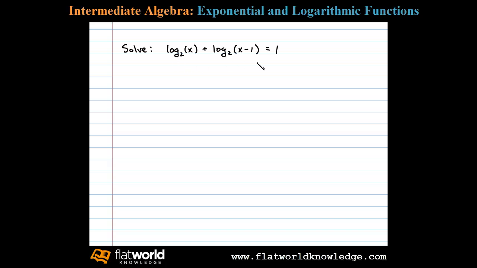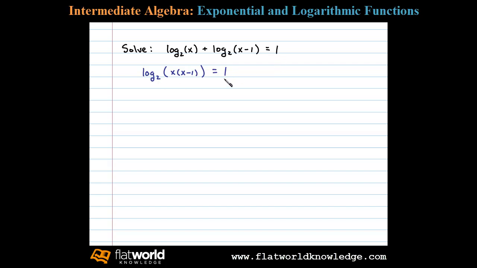Here we're asked to solve a logarithmic equation. Let's begin by applying the product rule for logarithms. In other words, let's replace this sum with log base 2 of the product of these arguments, x times x minus 1, and that'll be equal to 1.